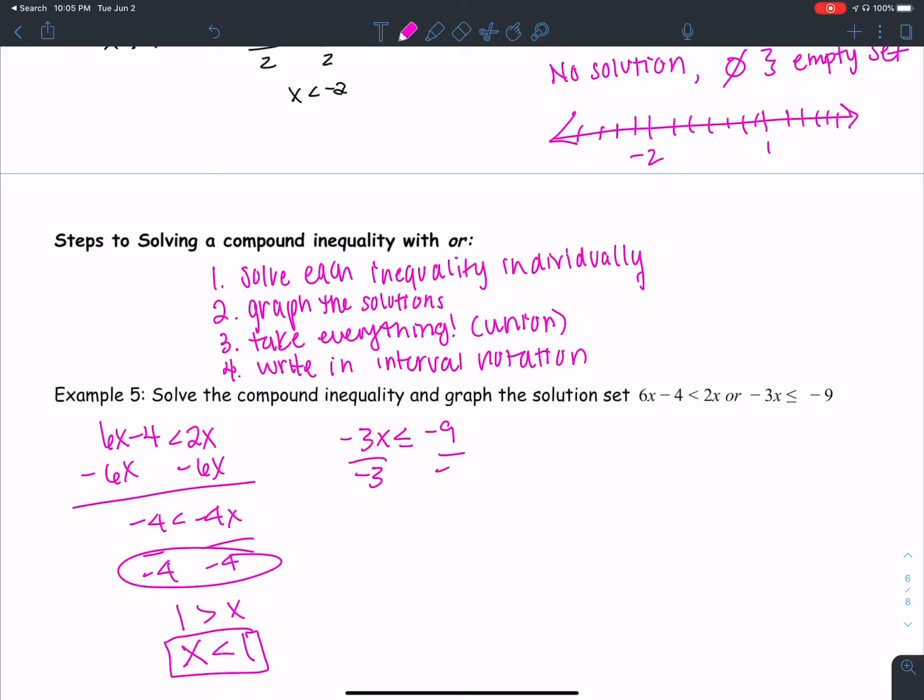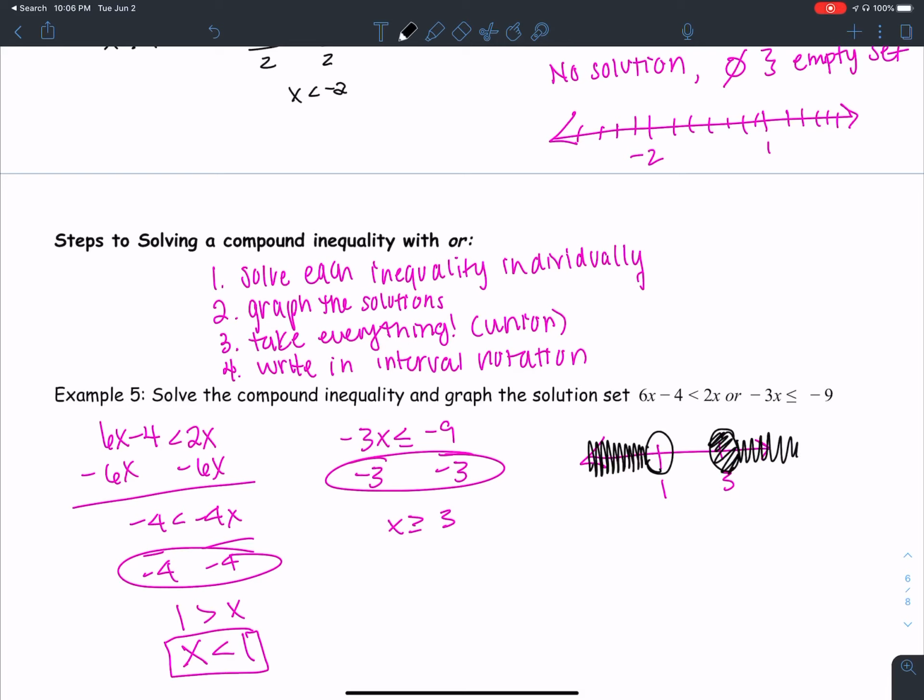Next one, negative 3x is less than or equal to negative 9. Divide by negative 3. Dividing by a negative, x is greater than or equal to 3. So I've got 1, I've got 3. Get rid of this obnoxious pink color. x is less than 1, or x is greater than or equal to 3.